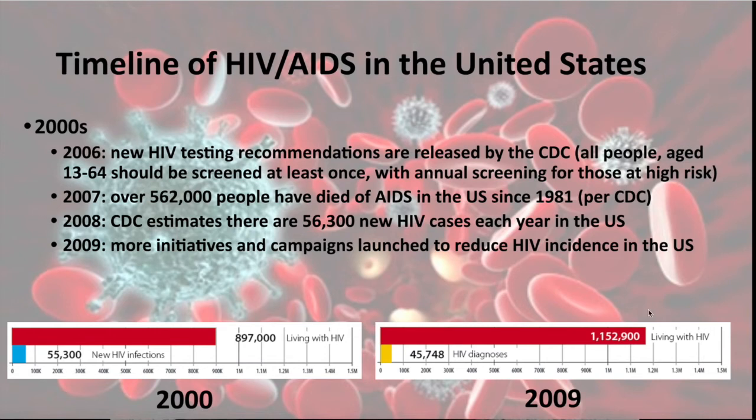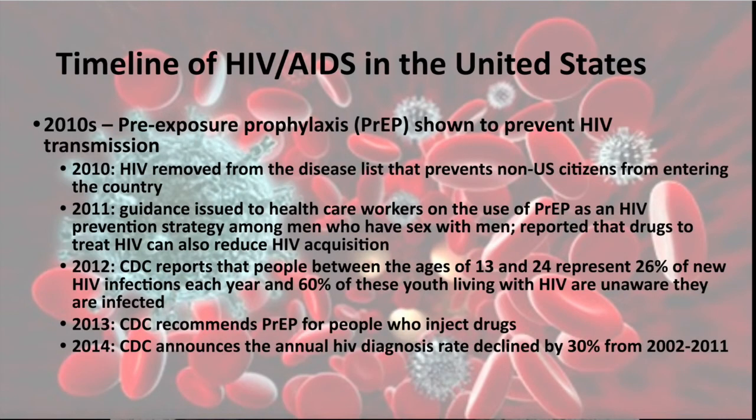So you can see, as of 2009, we're over 1 million people that are living with HIV, but the diagnosis of HIV is dropping. So that's showing people are living longer with HIV because of those antiretroviral therapy drugs, and we're also being able to limit the spread. In the 2010s, so getting much more recent, there are drugs called pre-exposure prophylaxis, or PrEP drugs, that are known to prevent the transmission of HIV.